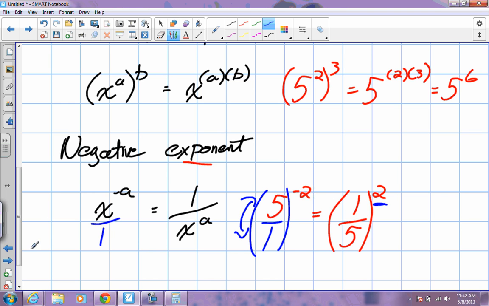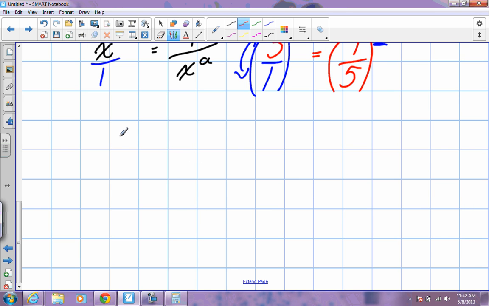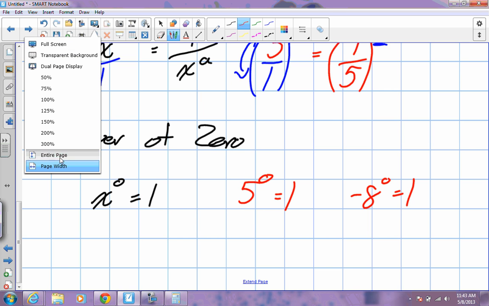And there's one other major one I want you guys to know. Let's say we have a power of 0. That's right, good. So x to the power of 0 will be 1. So any base, no matter what it is, we'll use 5 again since that's what we've used every time. 5 to the power of 0 will be 1. Negative 8 to the power of 0 will still be 1. It'll always come out evaluated at the value of 1.